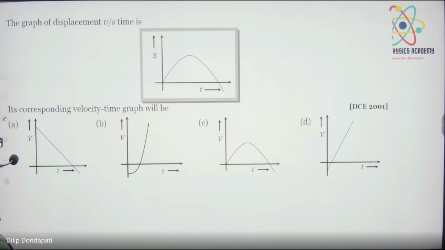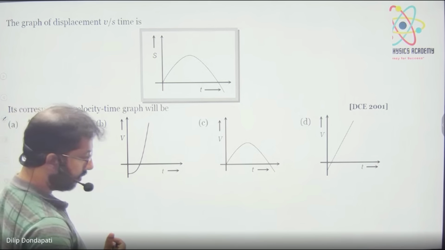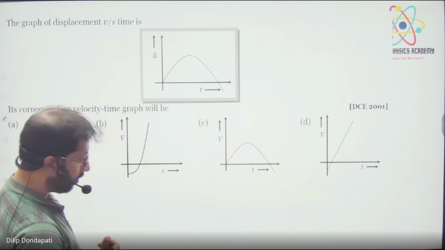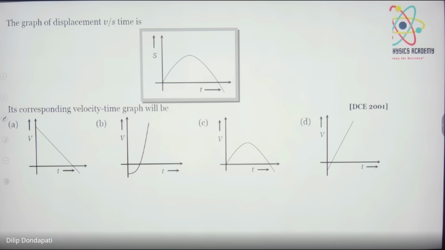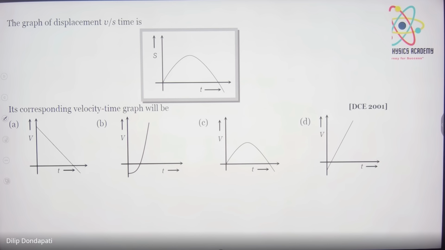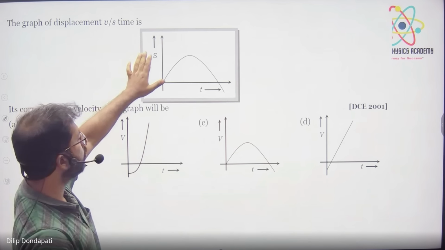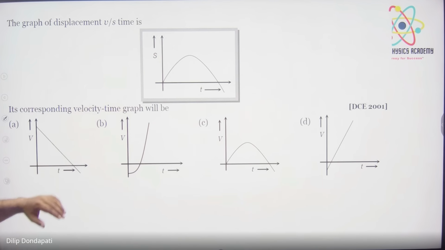The displacement versus time graph is given to you. The corresponding velocity time graph is which one? This is the displacement time graph. We have to find the velocity time graph.